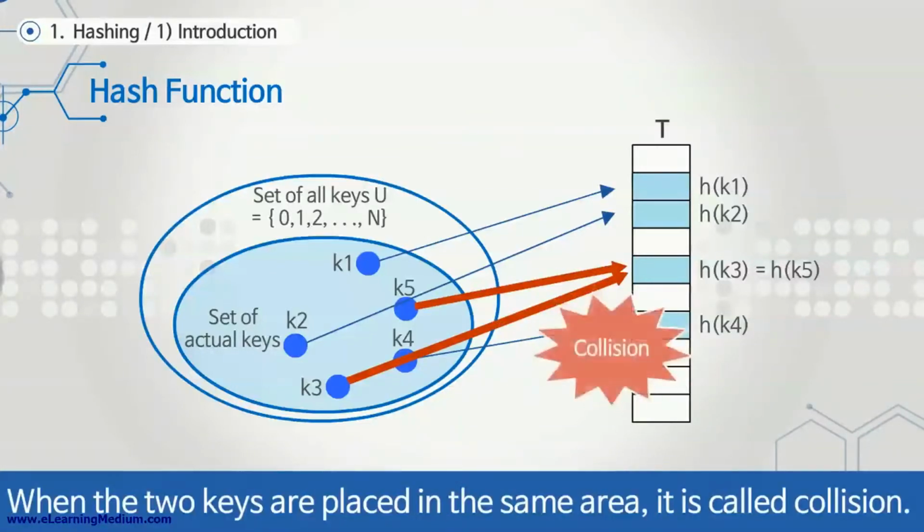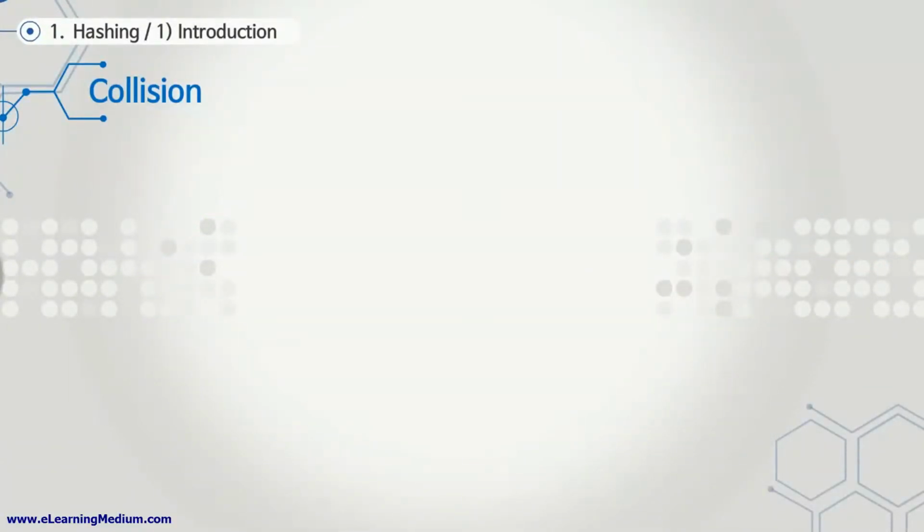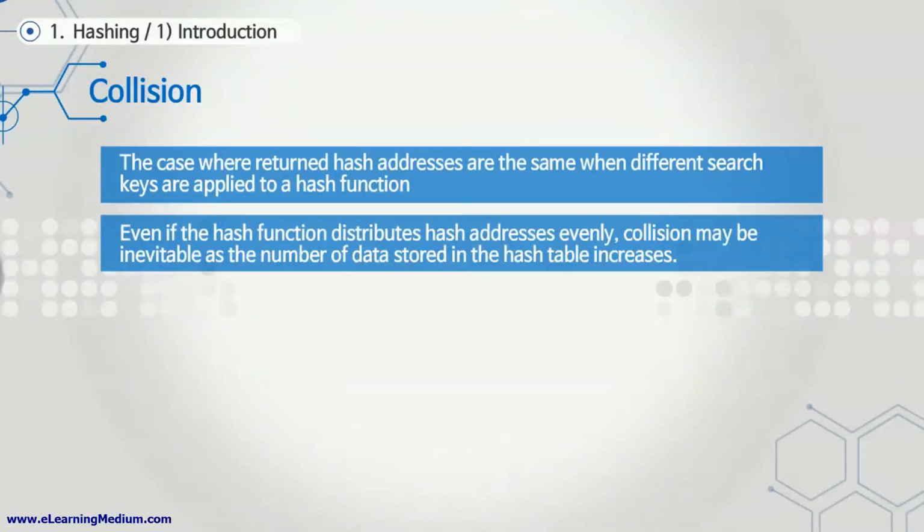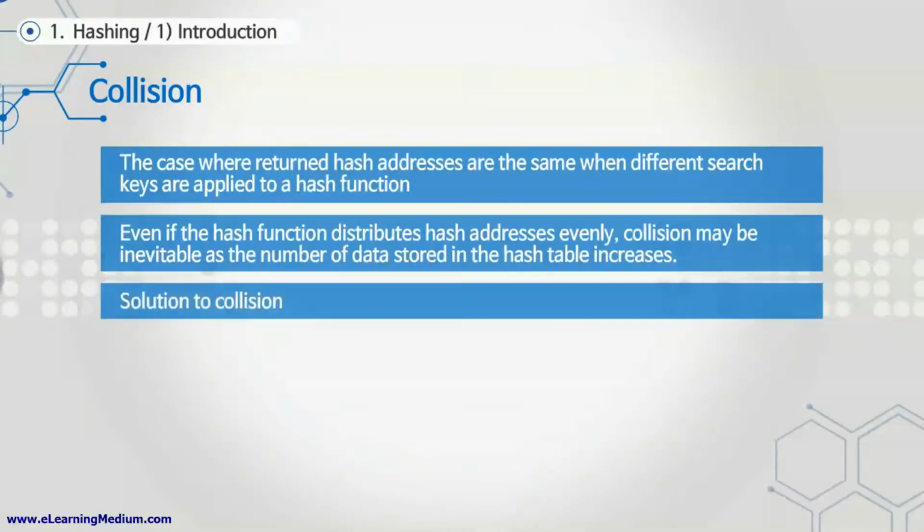When the two keys are placed in the same area, it is called collision. When different search keys are applied to a hash function, return hash addresses are the same. This situation is called collision. Even if the hash function distributes hash addresses evenly, collision may be inevitable as the number of data stored in the hash table increases. The solutions to collision are chaining and open addressing.